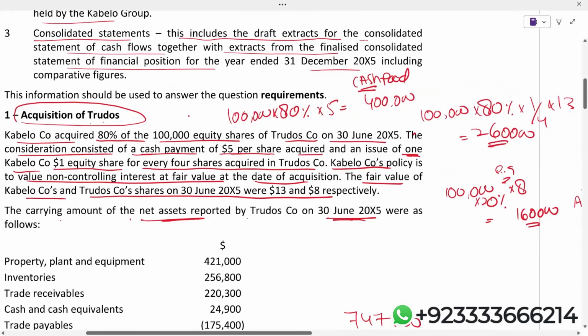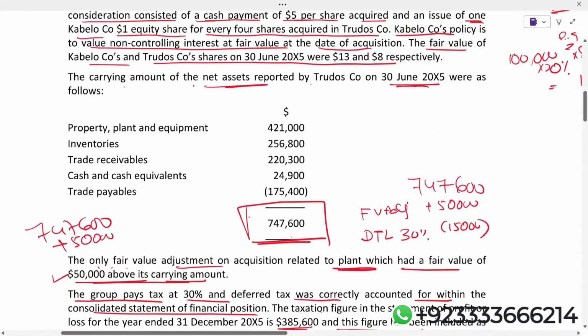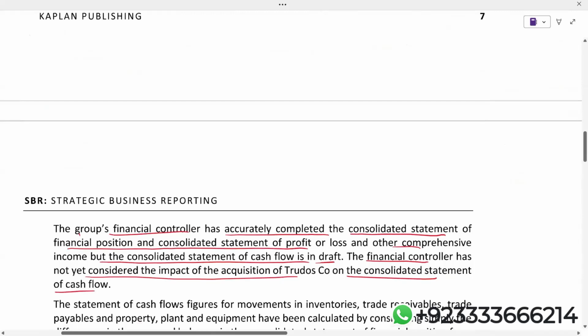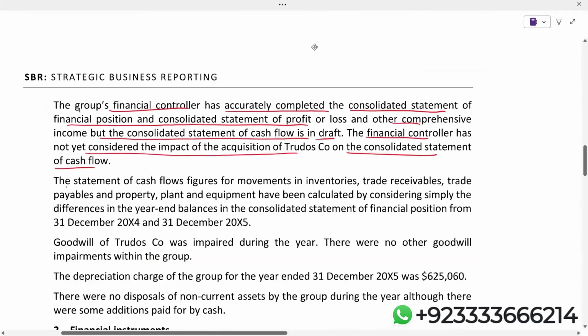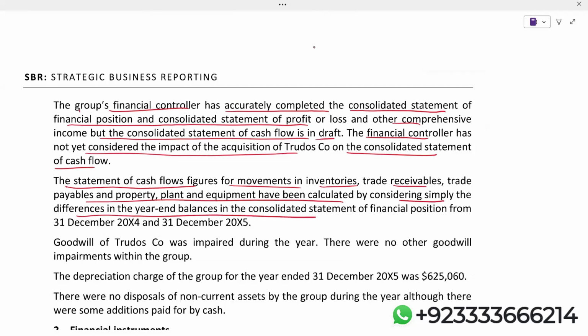We can very easily calculate goodwill if I'm not wrong, because we have everything. Okay, we'll come to this. Let's read more. The statement of cash flow figures for movement in the inventories, receivable, payable, and property, plant, and equipment have been calculated by considering simply differences in the year-end balances in the consolidated statement of financial position from December X4 to X5. So again, as the examiner has already told us, they did not consider acquisition of the subsidiary.